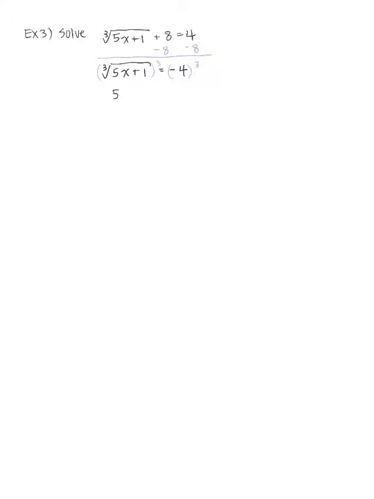Okay, so then we're going to have 5x plus 1 equals negative 4 to the third, which is the same thing as negative 64. All right, now we're going to solve this. Minus 1, so we get 5x equals negative 65. Now let's divide by 5. So we're going to have x equals, what is that? Negative 65 divided by 5, is that negative 13? All right, so that's going to be our proposed solution.